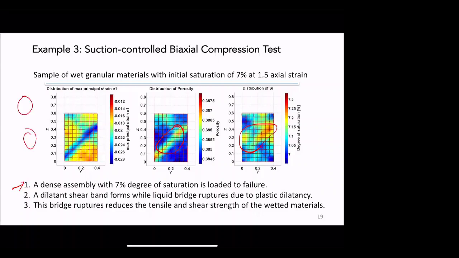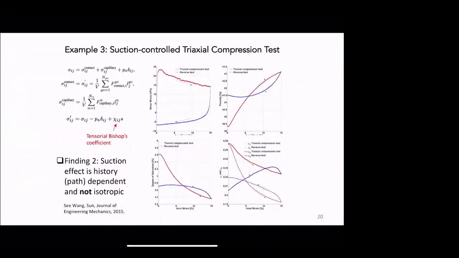Okay, so initially we have a liquid bridge here, but now we increase the space, then the distance between the two particles grows, the liquid bridge will rupture, and the water will be redistributed, and that leads to some loss of the shear strength. And at that rupture, we lose the tensile and the shear strength, and this is why we see the softening and the perfect plasticity.